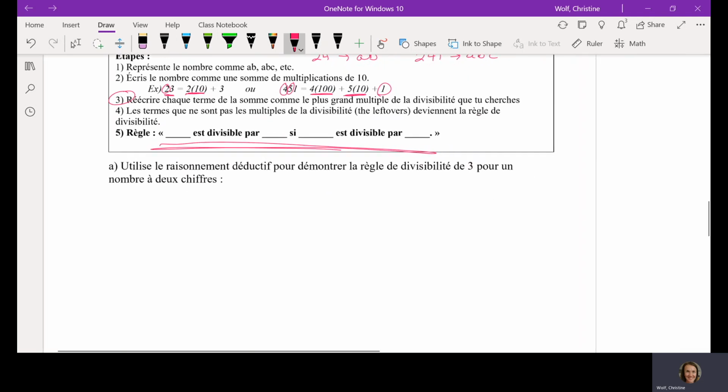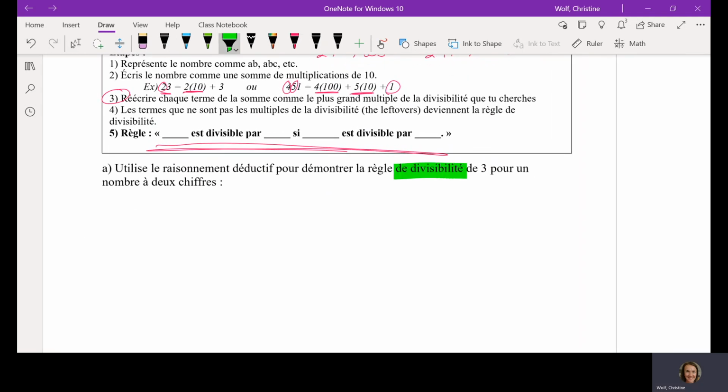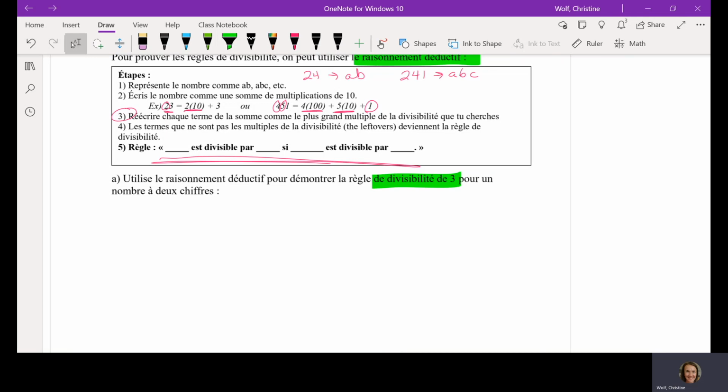Okay, so let's just do an example. Okay, so we already know the divisibility rule of 3, okay? But we're going to prove it now. So les étapes sont toujours les mêmes, okay? So, pour prouver la divisibilité de 3, étape numéro 1 dit de représenter le nombre comme AB ou ABC. Et ça dit ici que je veux le prouver à 2 chiffres seulement. So we're just proving it right now for 2 digits. So pour étape numéro 1, je vais juste utiliser AB because that's 2 digits. If it was 3 digits, I would say ABC. Okay, so step 1's already done.